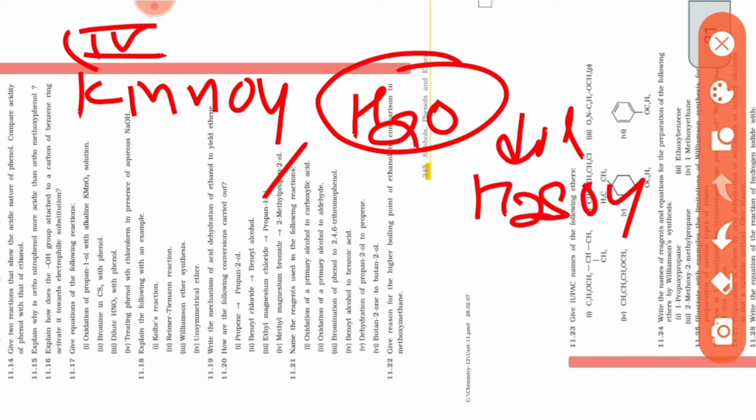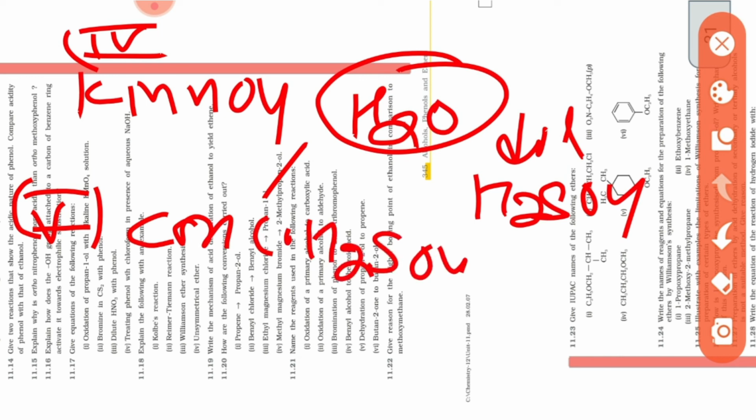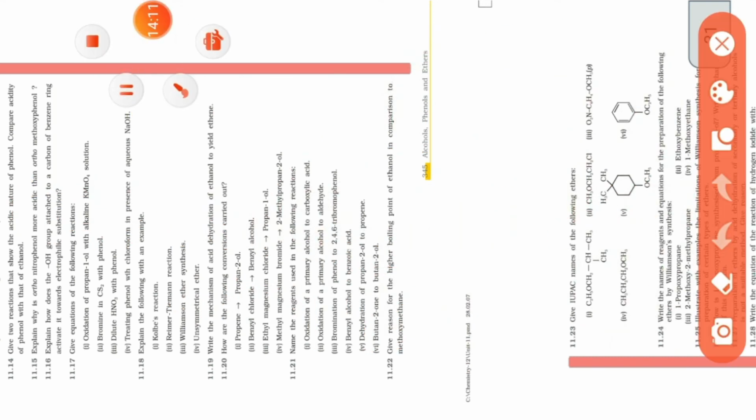Then after that, number 5, dehydration of propan-2-ol to propene. This is simply concentrated H2SO4 at 443 Kelvin. Okay, next one is here.